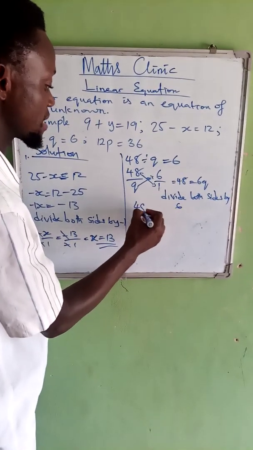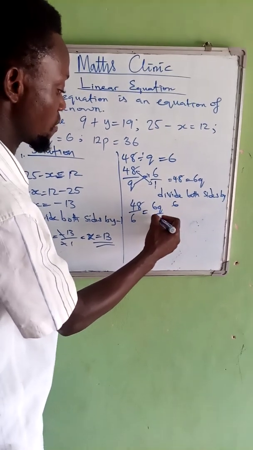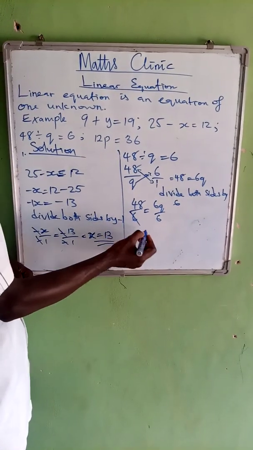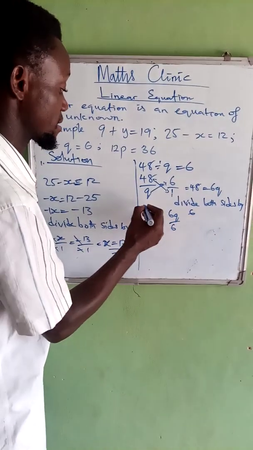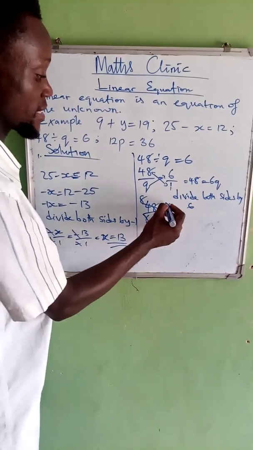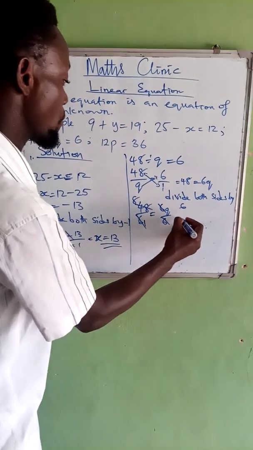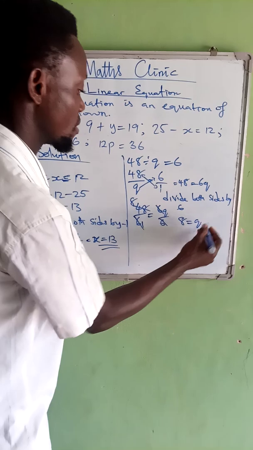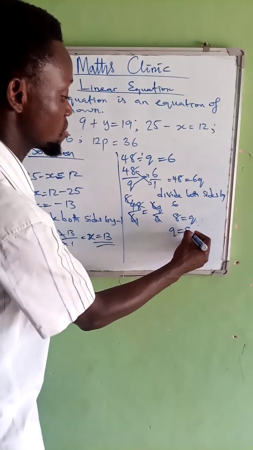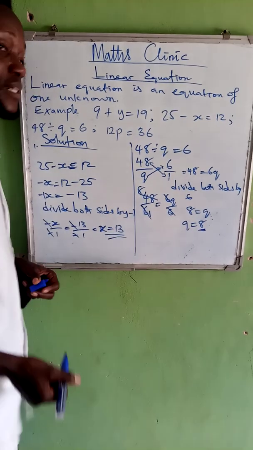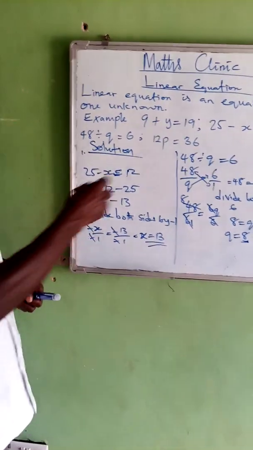So we have 48 all over 6 equals 6q all over 6. Now 6 divided into 48 will actually give you 8, and 6 divided by 6q will give you q. Then we have 8 equals q, which equally can be rewritten as q equals 8. Okay? Alright, so we move on to the last one.